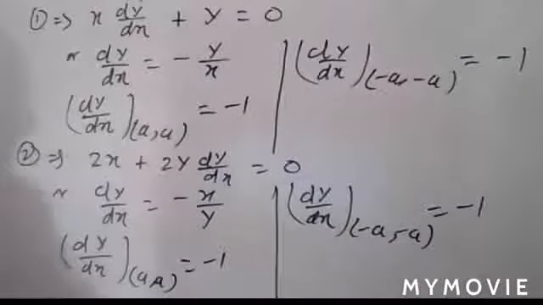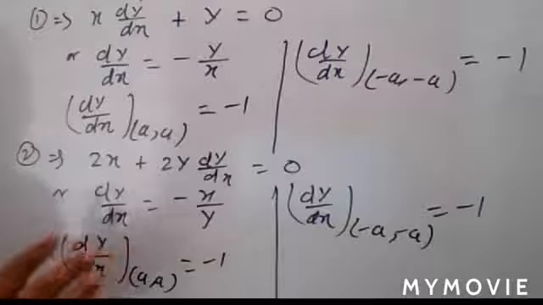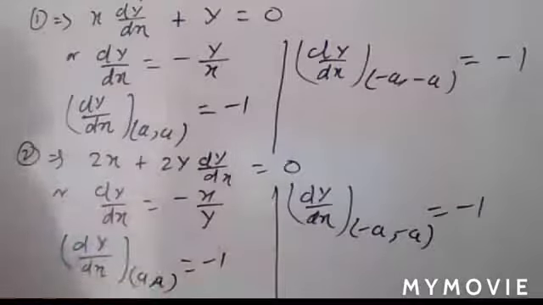So what you see here is that for both points the tangents are common, meaning for the point a or for the point minus a, the tangent for both curves is common. So you can say that hence the given curves touch each other. Yes, right, in this way. Write that.